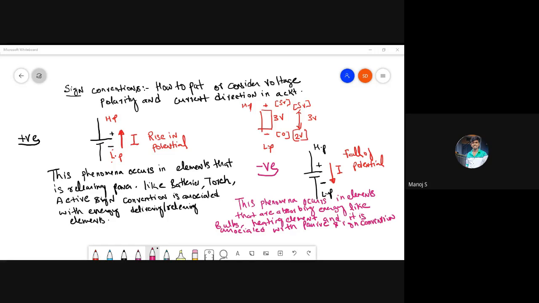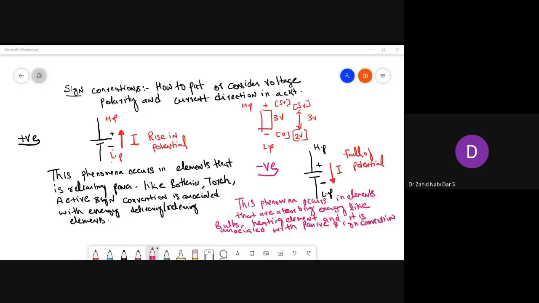Then in a torch, sir. In the torch, it is not the bulb that is releasing energy, it is the batteries that are releasing energy. When you are switching on the torch, the batteries are releasing energy, and at the same time the bulb is absorbing energy. You are getting my point.